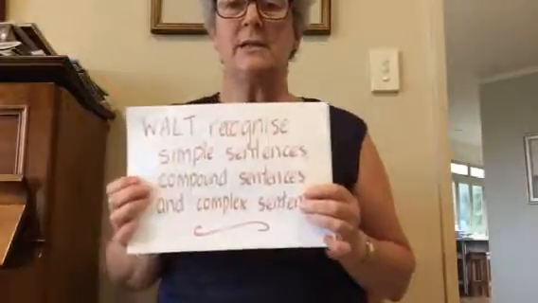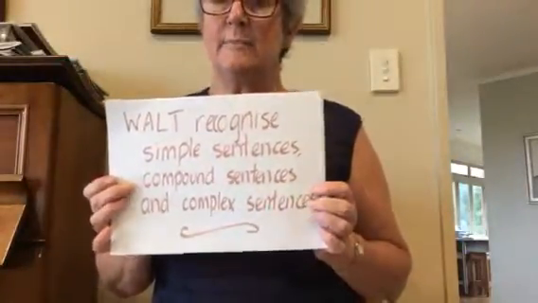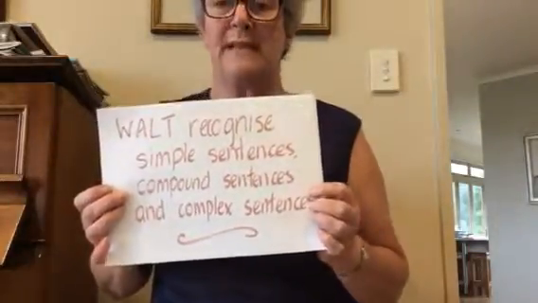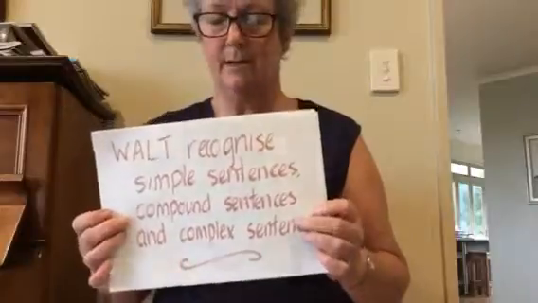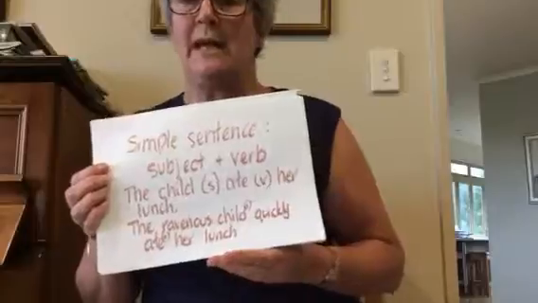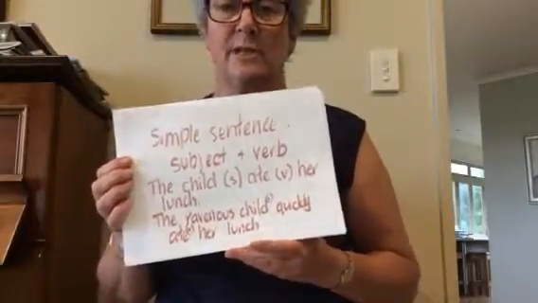Hi everyone. Today what we're going to focus on is recognising the different types of sentence: simple sentences, compound sentences and complex sentences. So we're going to start with the simple sentence, and that is in fact just exactly what it says it is. It contains a subject, a verb or action, and it expresses a complete thought.